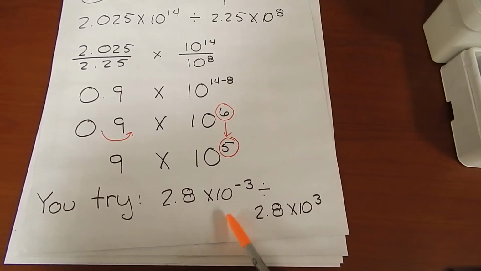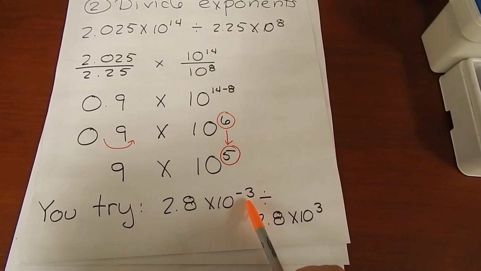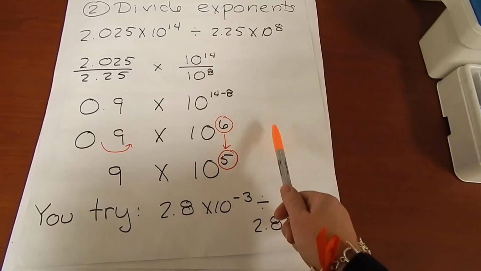All right, now you try this. Now I know I have negatives. Now remember, whether it's a negative exponent or a positive exponent, it follows the same rules.